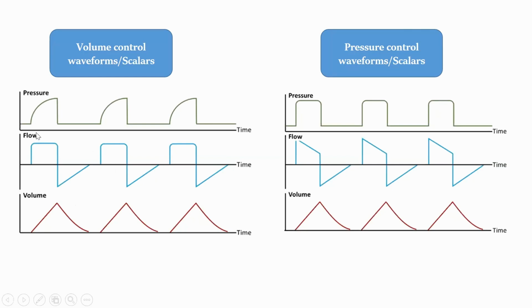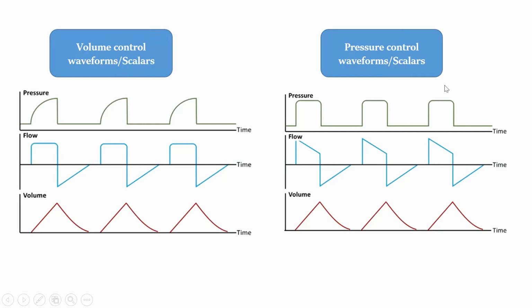The difference always is on the flow time curve. This is called a rectangular waveform. So when you see a rectangular waveform on a flow time curve, it's always volume controlled. It can't be pressure controlled. For volume control, you can use a flow time curve that is either the constant one or the descending one. But if you see a constant flow time curve, it's always volume control. A pressure control ventilation cannot have a static or constant flow time curve. Okay, so that's how you can differentiate.